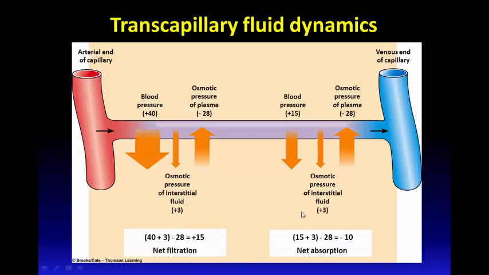The net of the pressures which act at the venular end of the capillary are 15 plus 3, these are the filtration forces, minus 28, and this is the force which opposes filtration. Thus, the net pressure at the venular end of the capillary is negative 10 millimeters of mercury, which means that we do not have net filtration at the venular end of the capillary. Rather, we have net reabsorption.